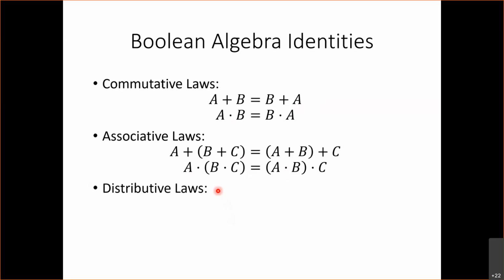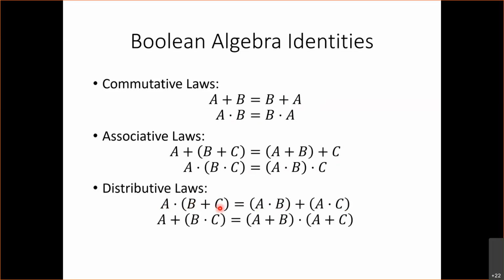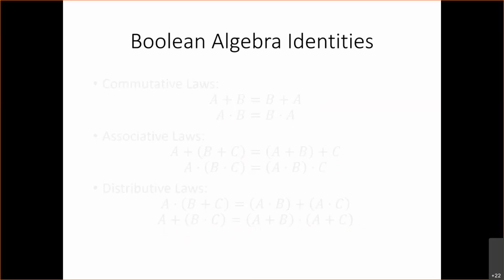And then finally, we have the distributive laws. The distributive laws tell us that A and B or C is equal to A and B or A and C. So in other words, we distribute this A onto the B and the C, so that we have an A and a B or an A and a C. And similarly, and this is a less intuitive one, A or B and C is equal to A or B and A or C. Okay, so these are the distributive laws. So let's see how we can.